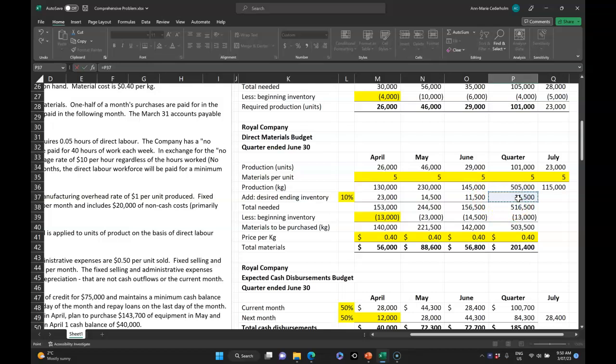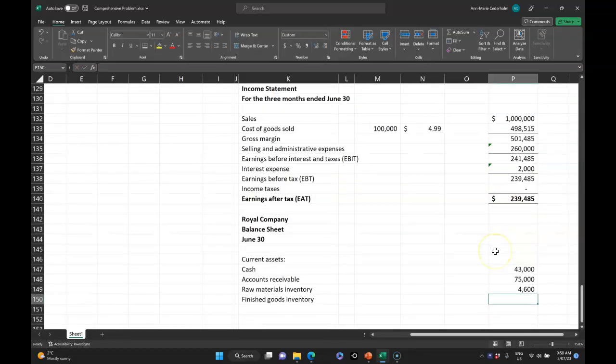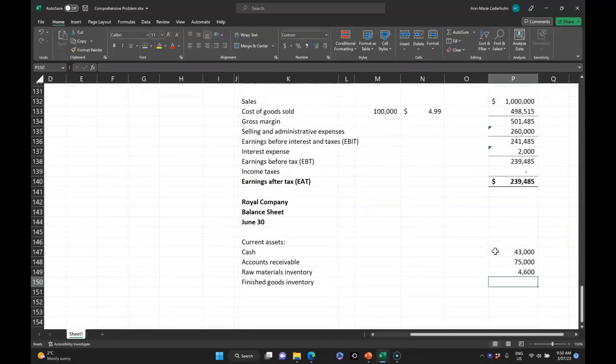So that's in kilograms. If you multiply that by the 40 cents per kilogram, then that will give you it in a dollar amount. So 11,500 kilograms times 40 cents will give us 4,600. So that's how I calculated the raw materials inventory.